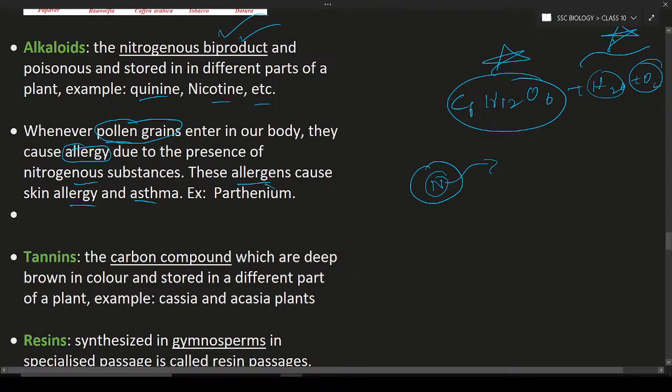Especially if you see parthenium, it is a plant. It is going to produce pollen grains. Some people are allergic to these parthenium pollen grains. Okay, so next is the tannins. Tannins are the carbon compounds.